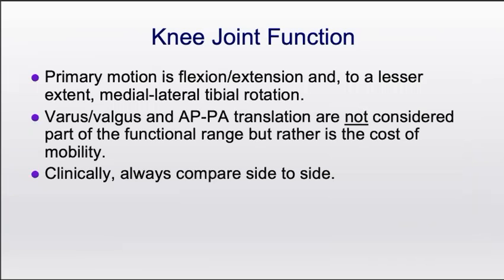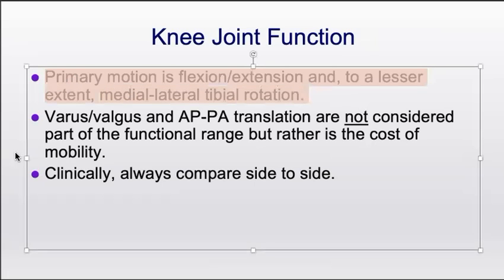So at the end of the day, your knee joint functions to transmit forces from the ground to your body and vice versa, from your body to the ground. So the primary motion that we think of is flexion and extension. It's also got some medial and lateral rotation to it. We want to try to limit varus and valgus forces. And also we want to limit anterior posterior and posterior anterior translation of the tibia on the femur, because we want the knee to be stable in those directional forces so that we can achieve these primary motions effectively.